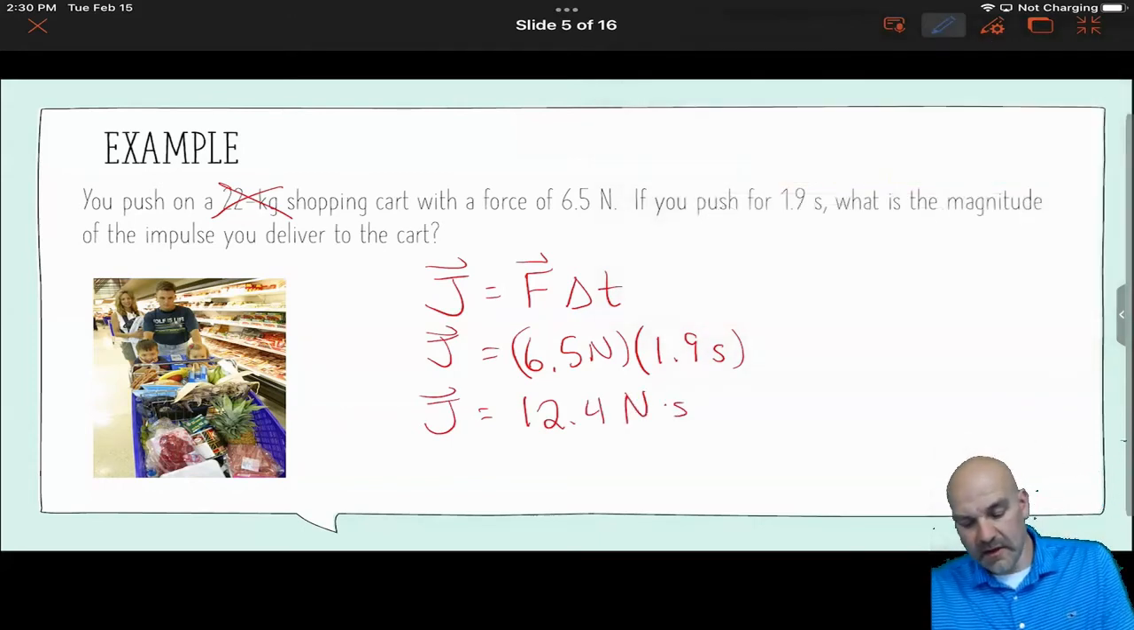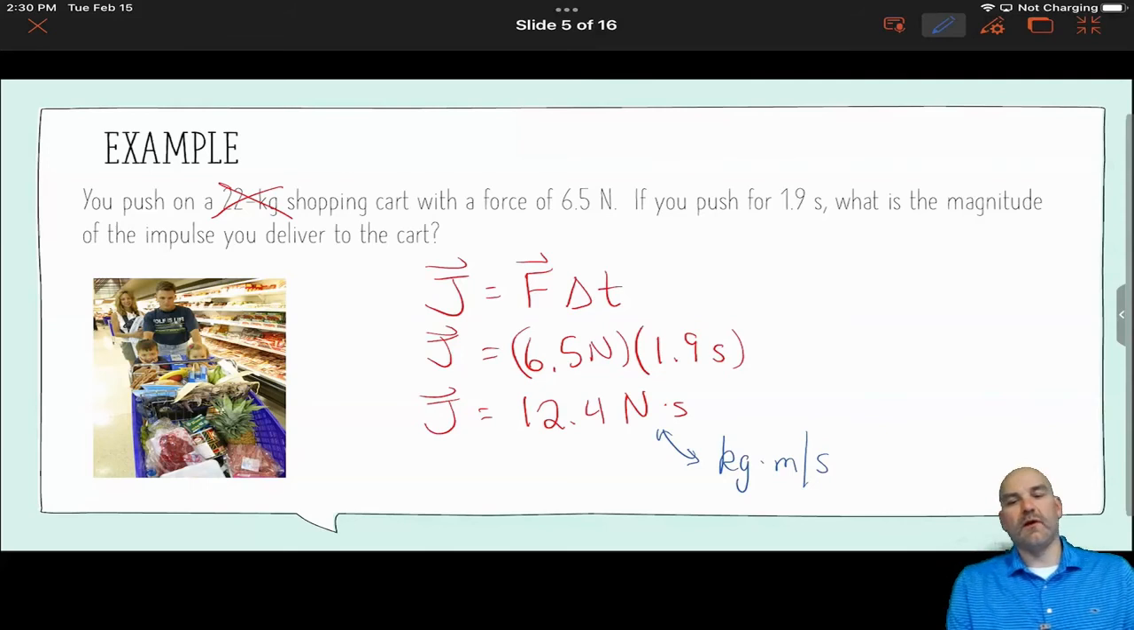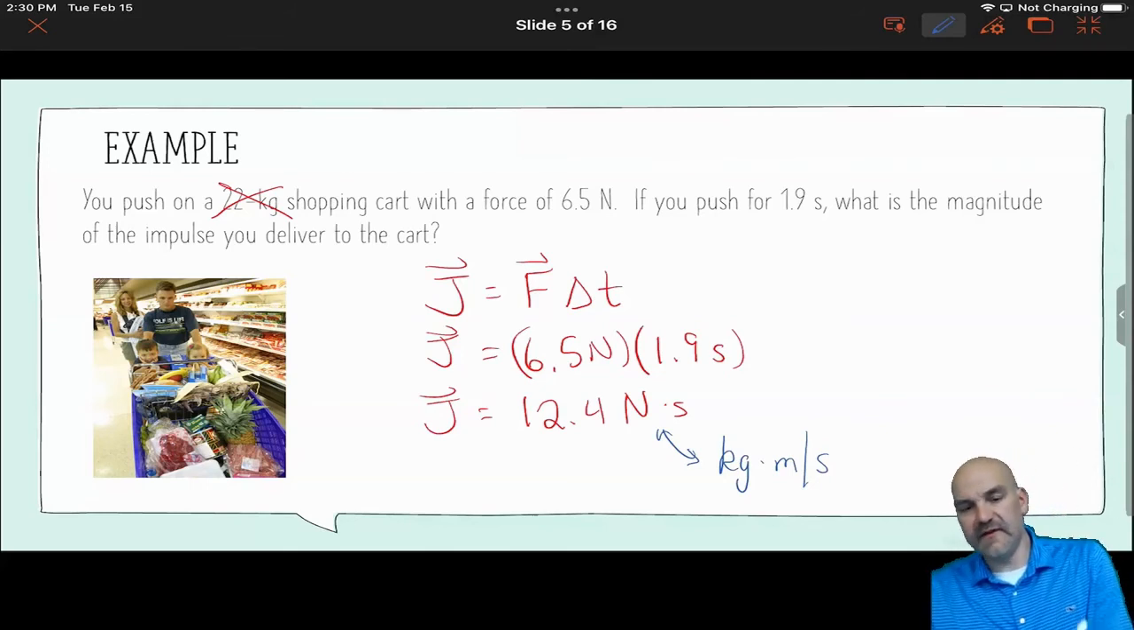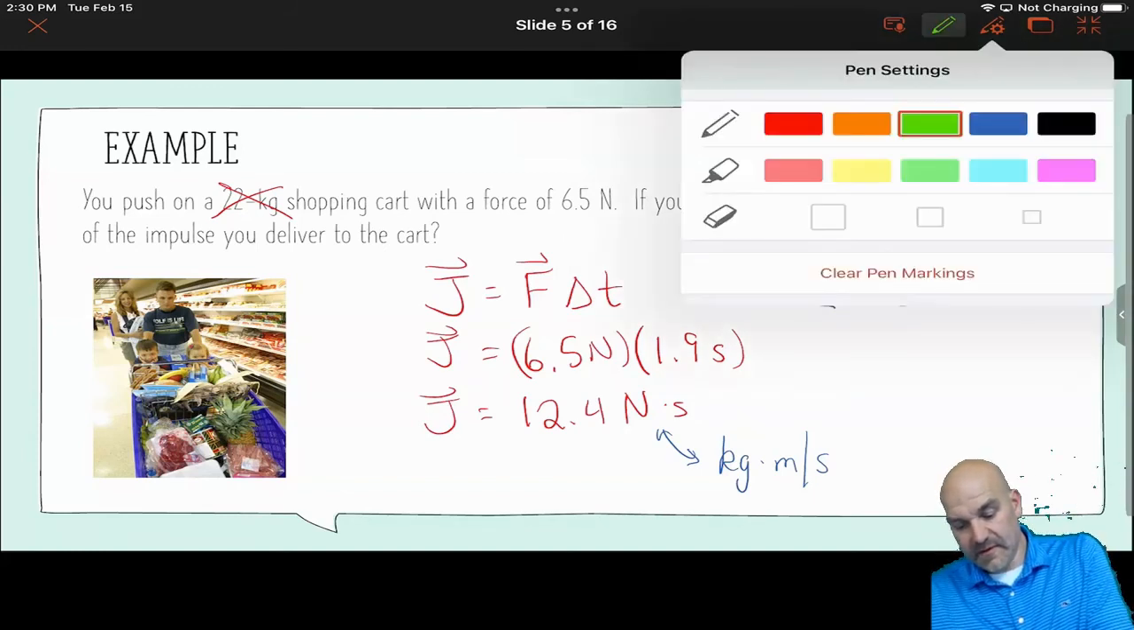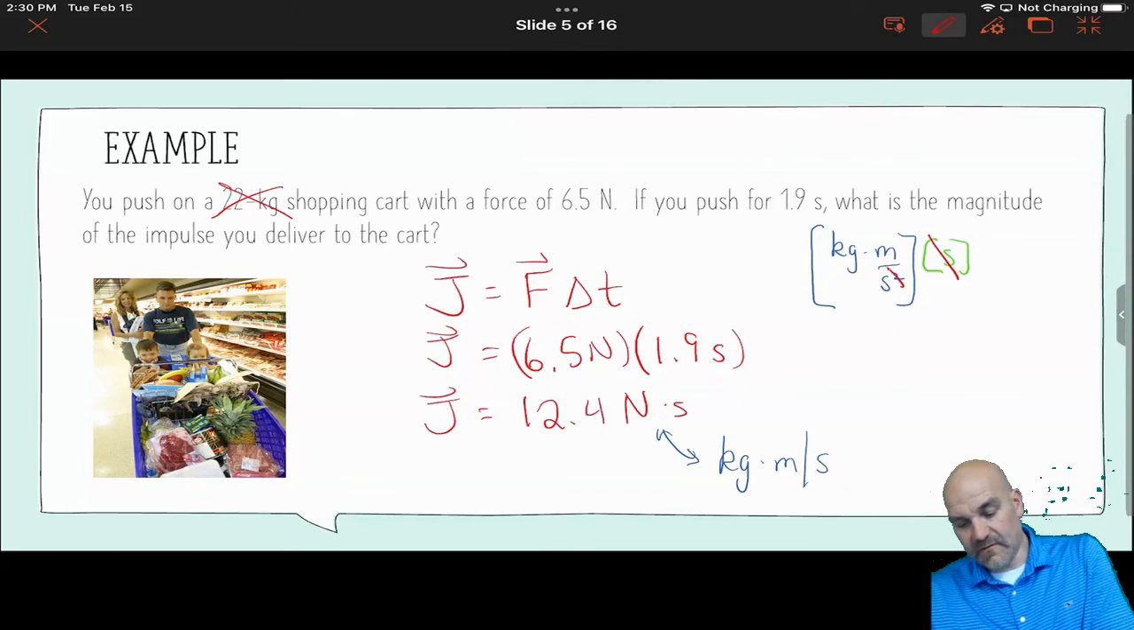In fact, impulse has two units. If we go back to our unit for momentum, a newton second is also a kilogram times meters per second, because remember, a newton is a kilogram times meters per second squared, and then I'm multiplying that by seconds. That s cancels one s on the bottom, and we end up with our unit for momentum.